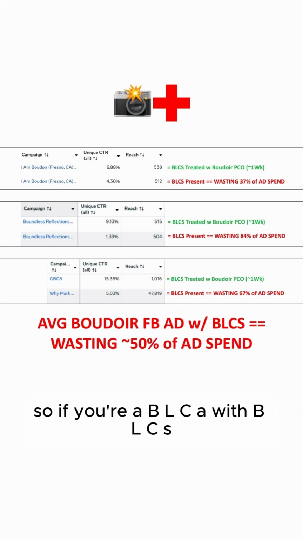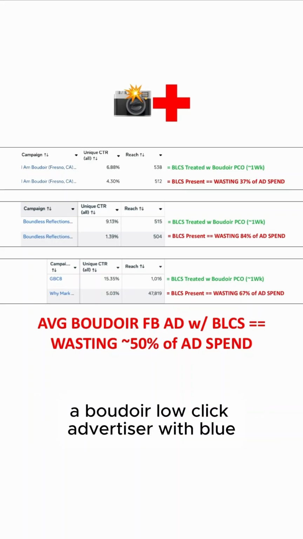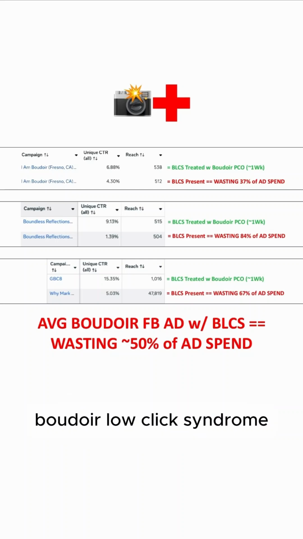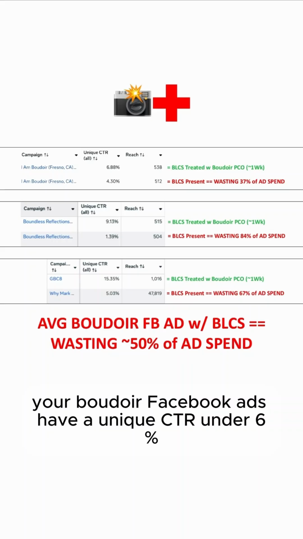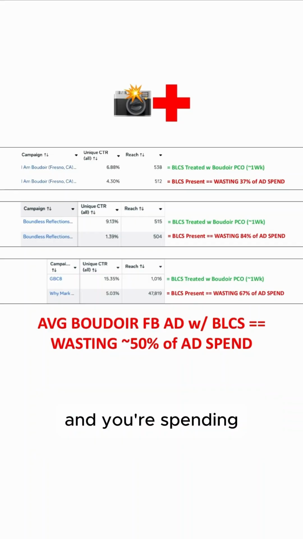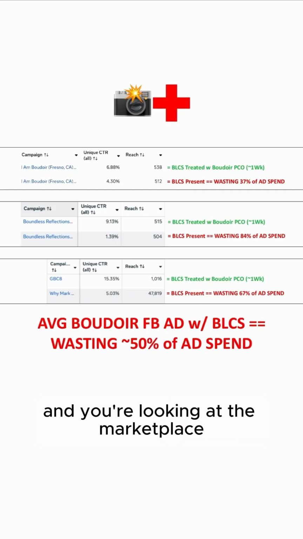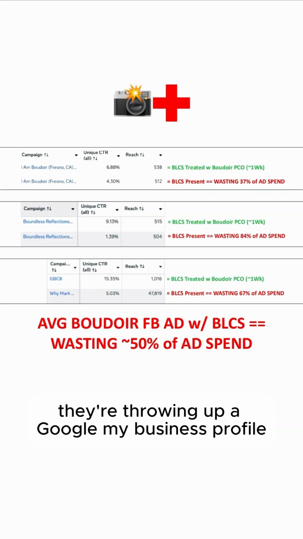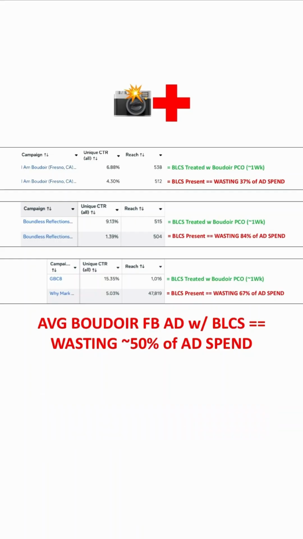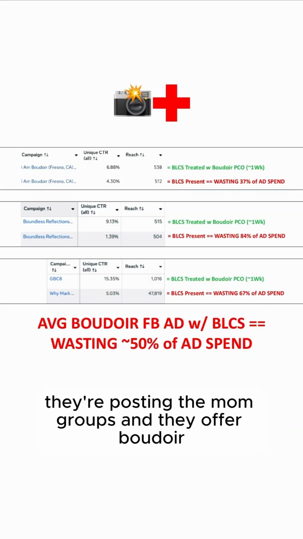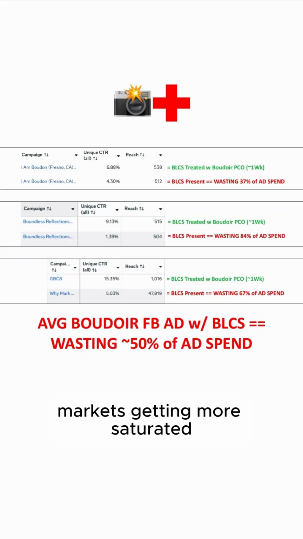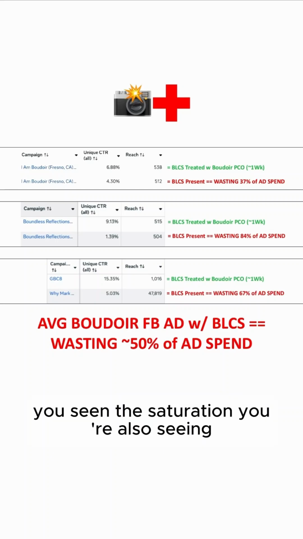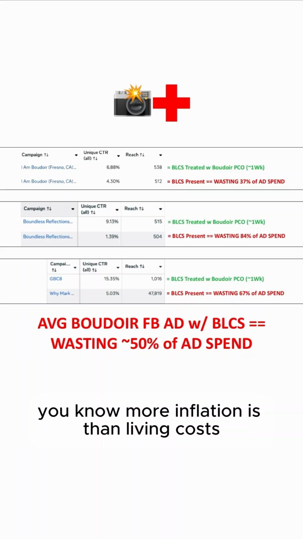So if you're a BLCA with BLCS, a Boudoir low click advertiser with Boudoir low click syndrome, your Boudoir Facebook ads have a unique CTR under 6%, and you're spending more than 10 grand a month on Boudoir Facebook ads, and you're looking at the marketplace and it's getting more and more saturated. Seems like anytime someone gets a new iPhone, they're throwing up a Google My Business profile saying they offer Boudoir. Or anytime someone gets a new camera, they're posting in the mom group saying they offer Boudoir. So the market's getting more saturated, more sellers for the same number of buyers. They're becoming more competitive. You've seen the saturation, you're also seeing more inflation and living costs.